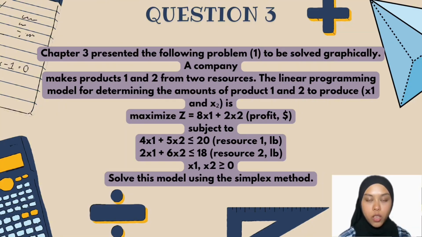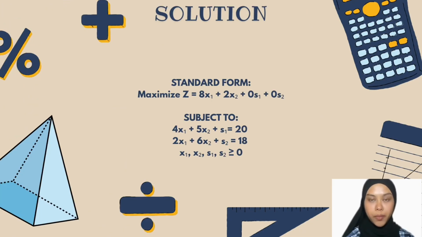So, we will solve this linear programming problem using the simplex method. For this problem, we want to maximize the objective function Z equals 8x1 plus 2x2. Next, we want to convert all the constraints into equations by adding slack variables. For the first constraint, we add s1 and it becomes 4x1 plus 5x2 plus s1 equals 20. For the second constraint, we add s2 and it becomes 2x1 plus 6x2 plus s2 equals 18. All variables must be non-negative.